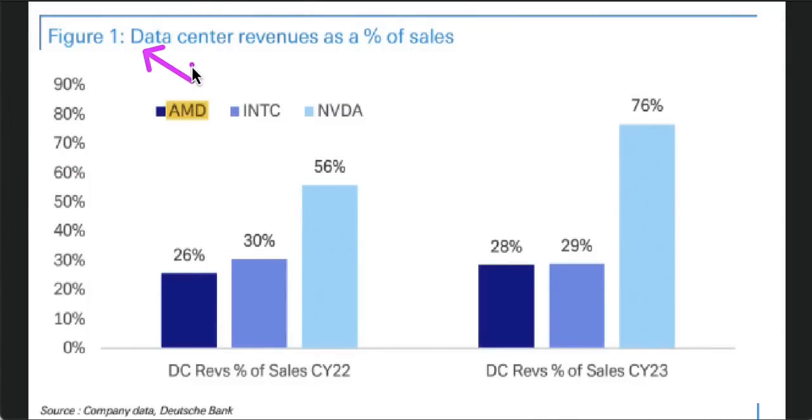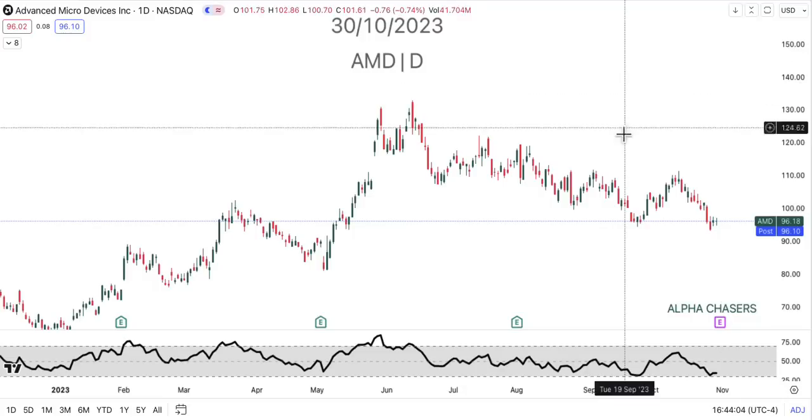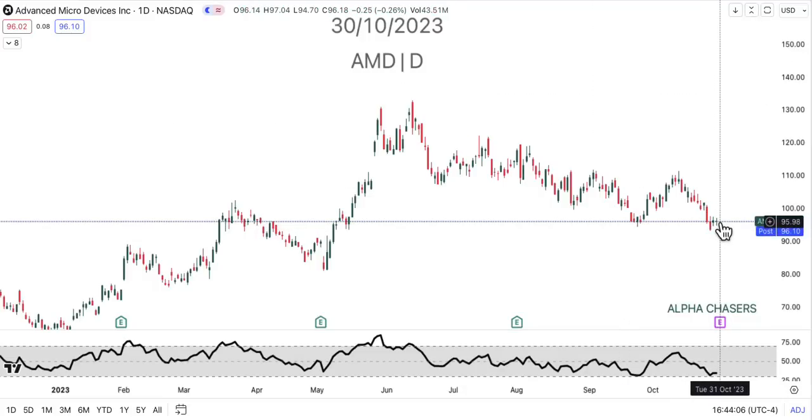Now, this just shows data center revenue as a percentage of sales, 22 versus 23. You can see AMD here at 26 to 28, Intel 30, and they're expected to lose market share. NVIDIA went from 56% to 76% as a percentage of sales. This is by Deutsche Bank. Now, if we take a look at the basics of AMD, we can see very clearly the stock has hardly moved today.